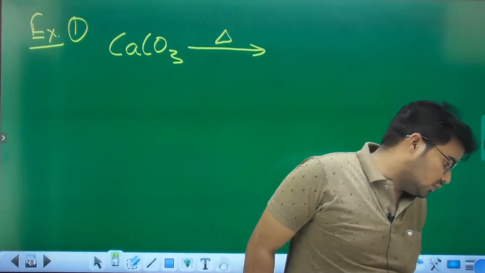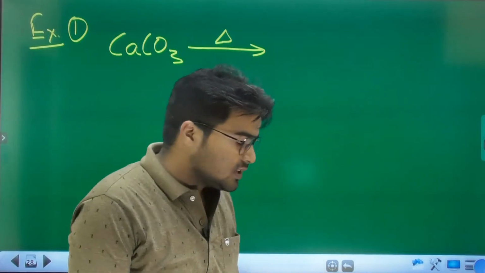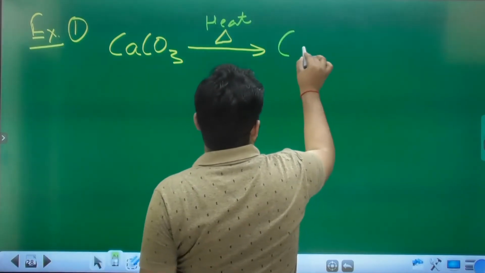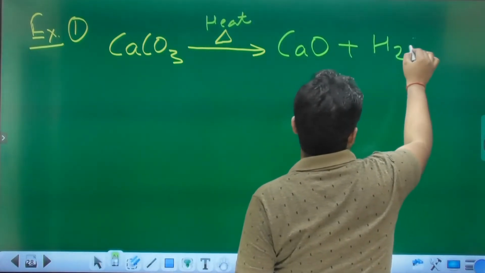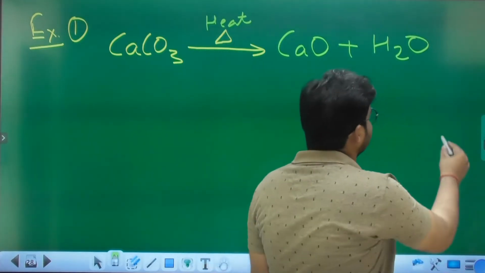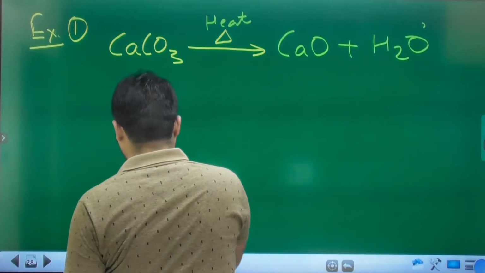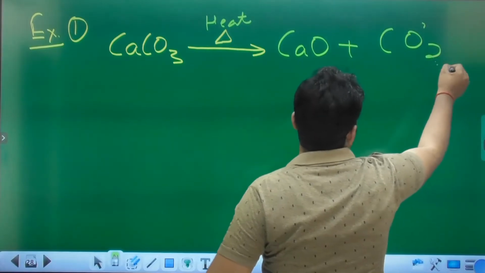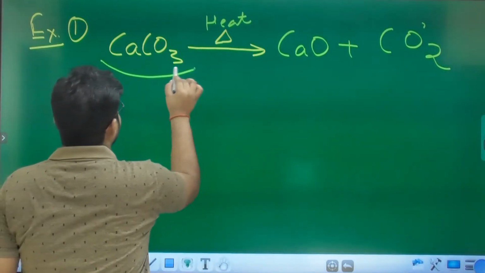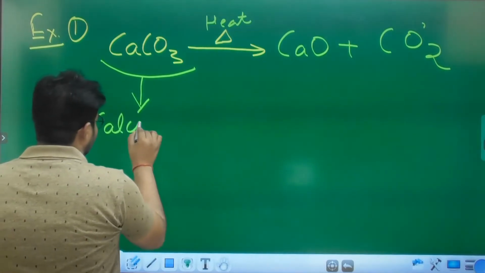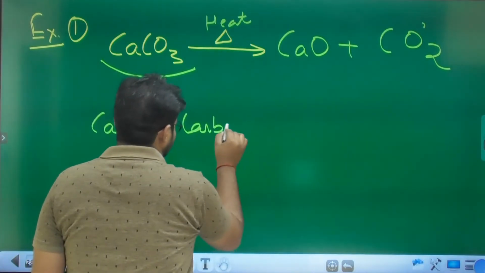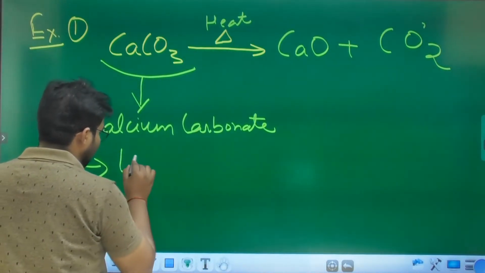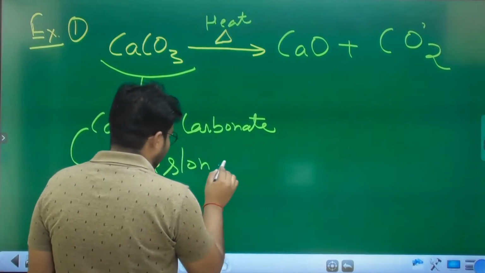When CaCO3 is broken down by giving heat, it becomes CaO and CO2, not H2O. Carbon dioxide gas is released. This CaCO3 is calcium carbonate, and it is also known as limestone.